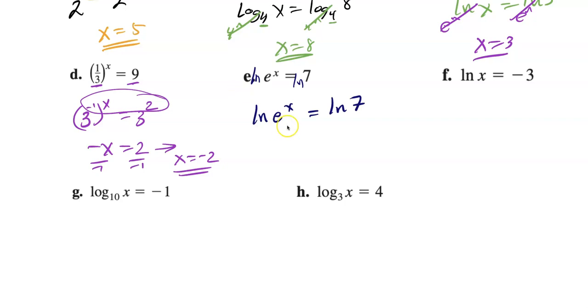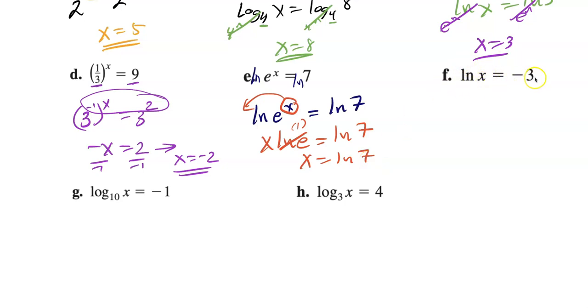Then on this side here, I would like to move the x to the front. So you have x natural log of e equals natural log of 7. Natural log and e cancel out, you just get 1. So you just get x equals natural log of 7. Now that was me doing it the long way. Like normally from here I just go x equals 7. But I was showing you all the proper steps. So x equals natural log of 7.